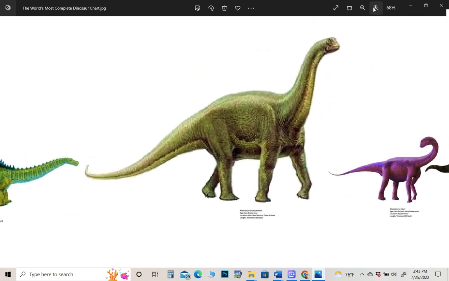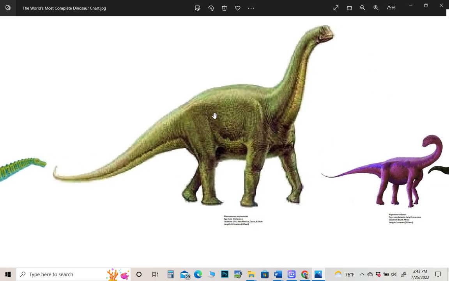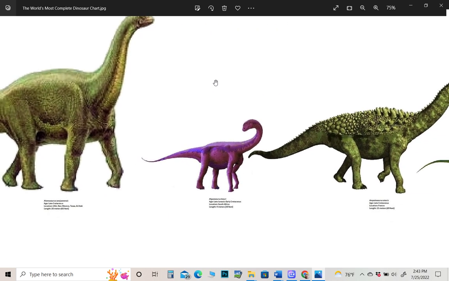Alamosaurus, this one actually lived right at the end of the late Cretaceous period. This died out literally at the 66 million year impact, where the comet killed the dinosaurs. So it's like in Texas.